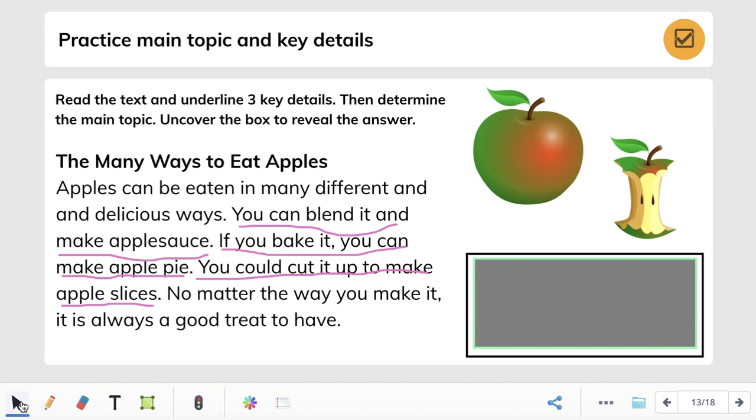So think about, what could the main topic be? We underlined you can blend it and make applesauce. If you bake it, you can make apple pie. You can cut it up to make apple slices. Think about, what do those key details tell us? Well, it tells us the many ways to eat apples. So that means that our main topic, the main idea of this paragraph, is that there's many different ways that you can eat an apple.